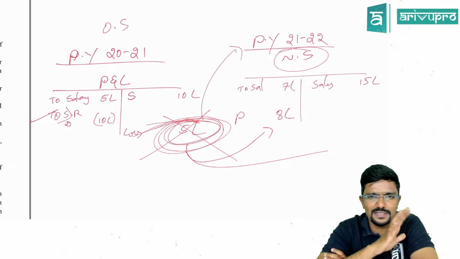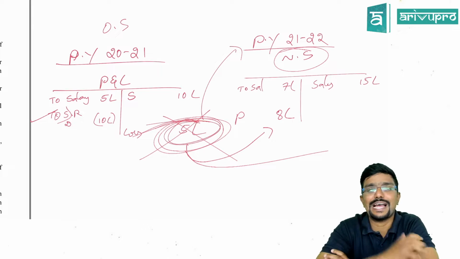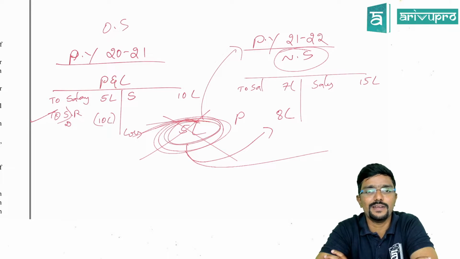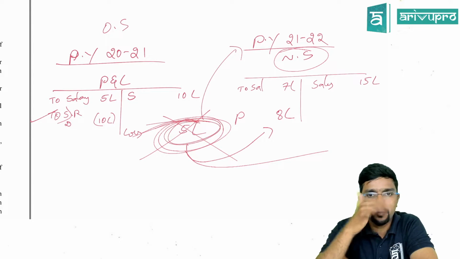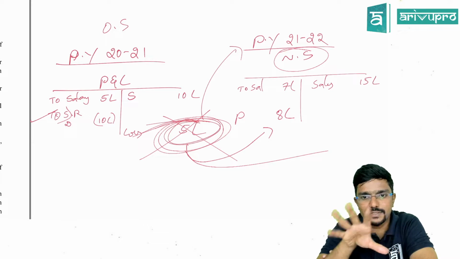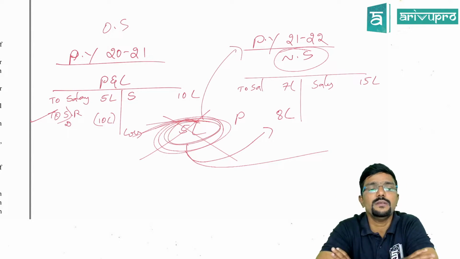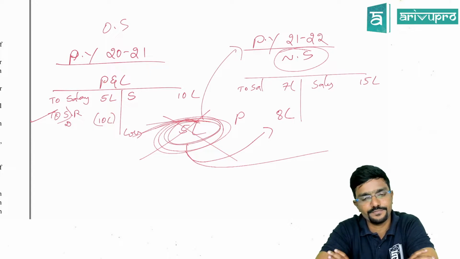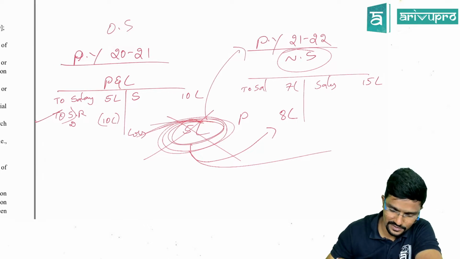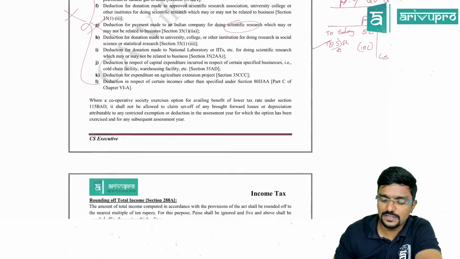There are many other things with respect to losses, like how we can adjust and how many years we can carry forward. We'll be learning everything in a separate chapter, the loss chapter, set off and carry forward of losses. Hope everything is clear till now. This is the same for both 115BAC and 115BAD. So we are done with this new scheme also.